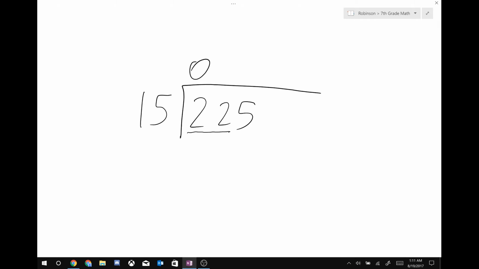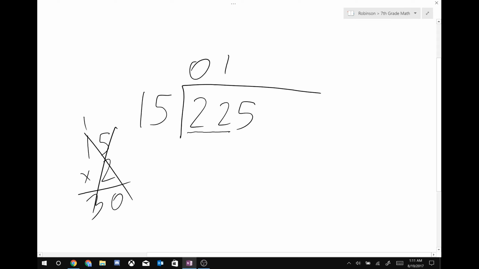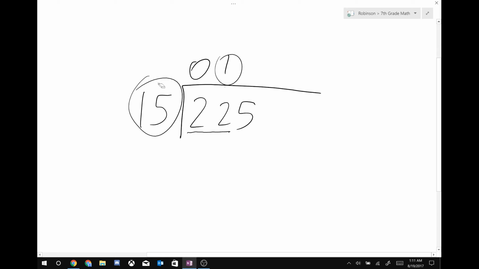Well, I know it can go in once. Can it go in twice? If I multiply 15 by 2, I get 30. 30 is bigger than 22, so it can't fit in twice. It can only fit in once. Now, this 1 times 15 is 15. So I'm going to write that under my 22 and subtract. 22 minus 15 gives us a 7.